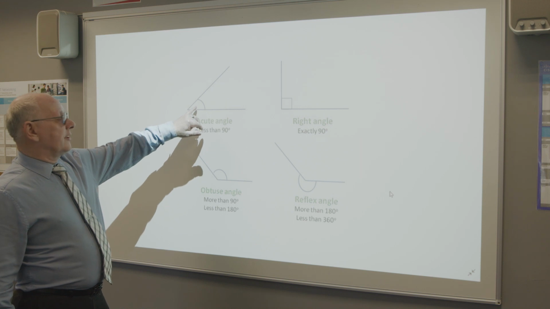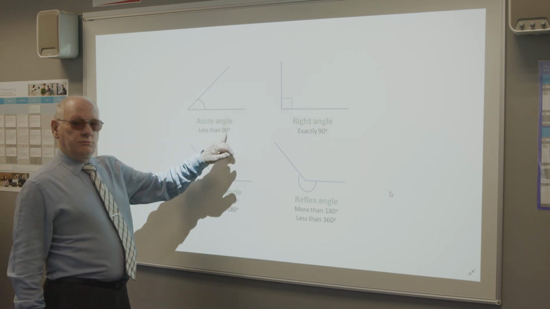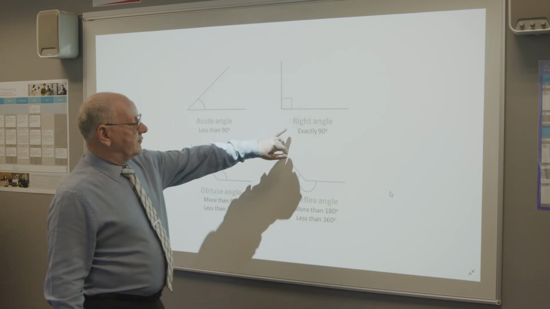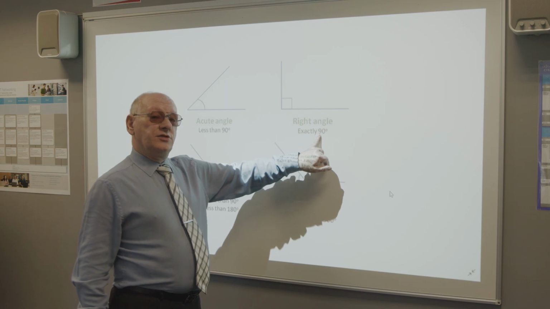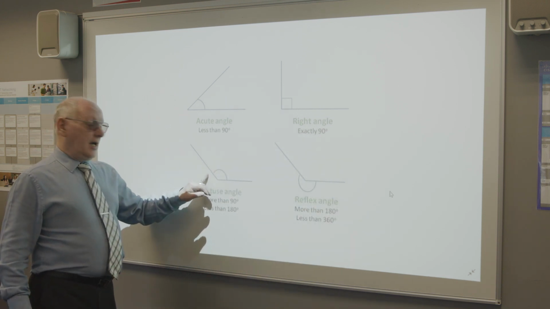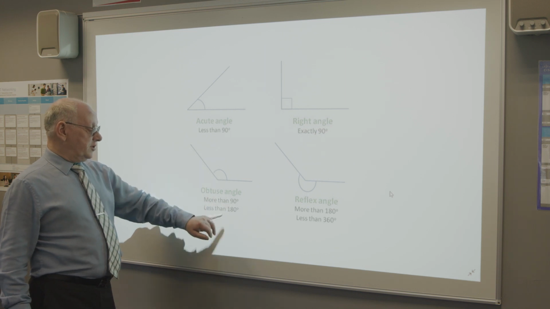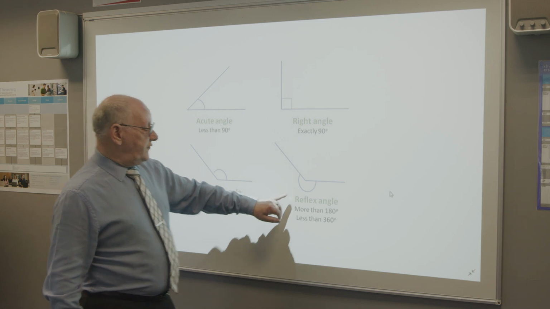We've got an acute angle, which is less than 90 degrees. We've got a right angle, which you should all know anyway, which is exactly 90 degrees. We've got an obtuse angle, which is more than 90 but less than 180. And we've got a reflex angle.